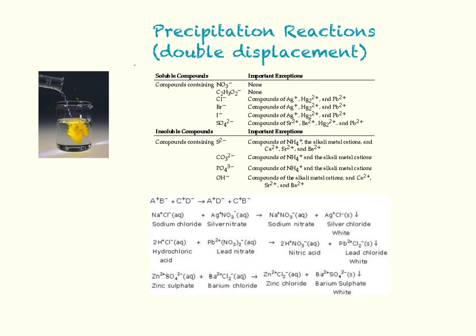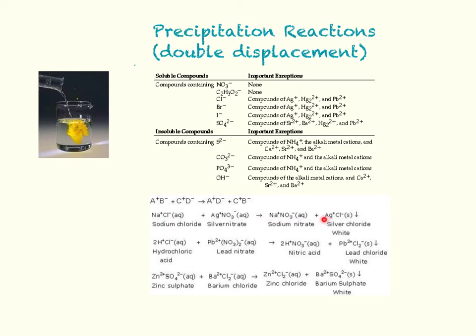Here are some examples of double displacement reactions showing the precipitate. So we use the downward arrow for our precipitate. So we have sodium chloride and silver nitrate. When they react, the sodium and the silver swap partners, and you end up with sodium nitrate. Now these are still showing the charge, but you know that you don't have to.